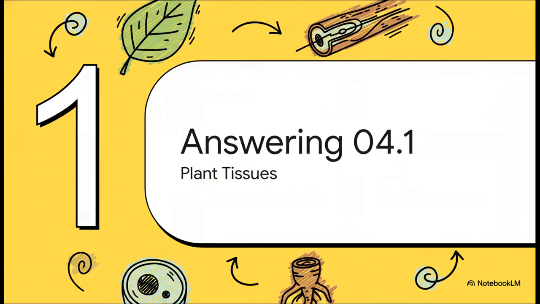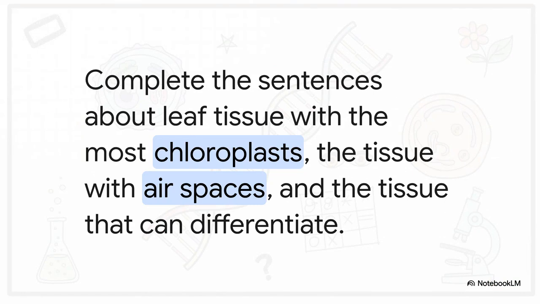Let's dive in. First up, we've got question 4.1. This is one of those classic complete the sentences questions. It's really designed as a quick check of your core knowledge about plant tissues. So here it is. You've got 3 sentences to complete.